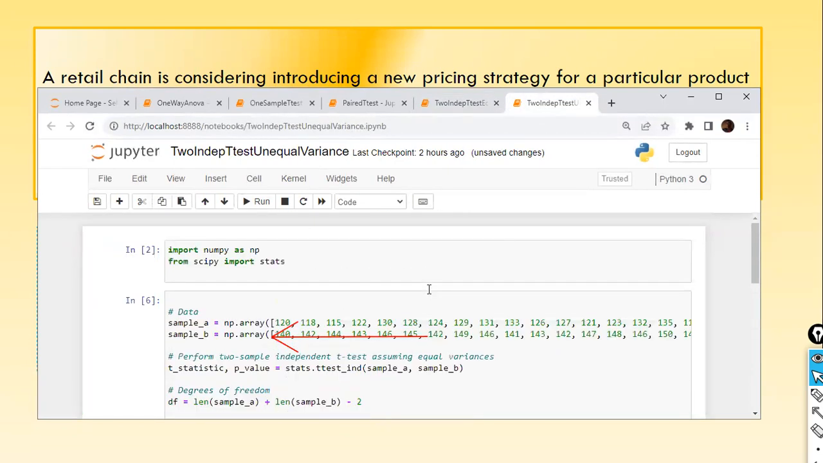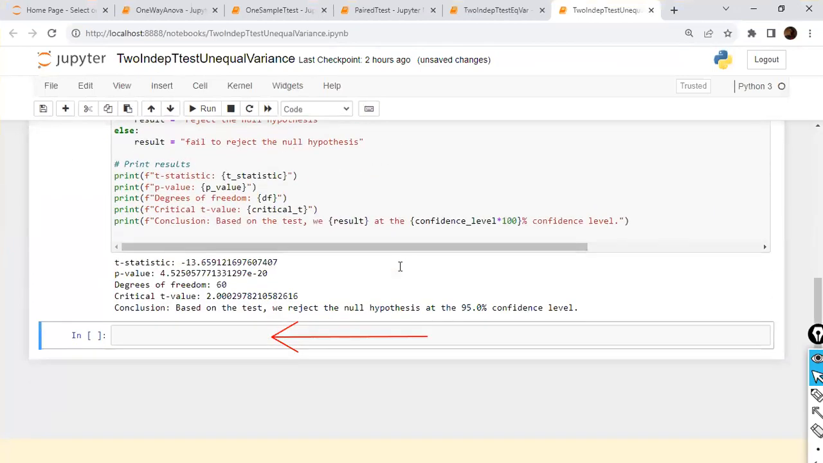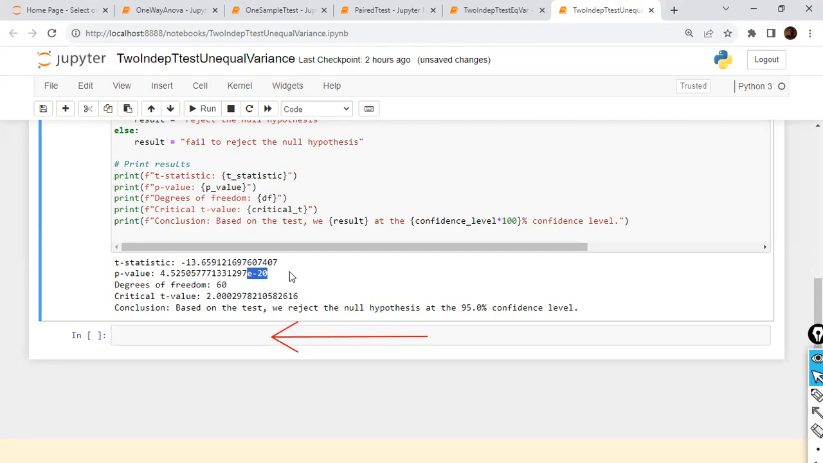120, 118. Yeah, that is the problem. I asked the people to put the correct value. They did not put it. Okay, fine. But in this case also, the same thing it shows. So 0, 0, right? It is 0.0000. The value is too less.